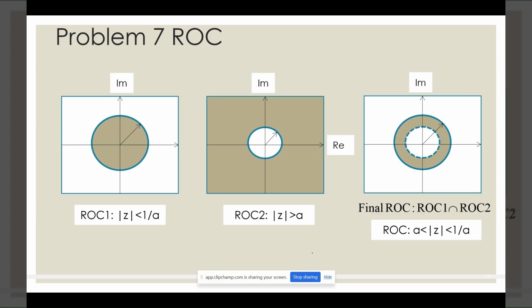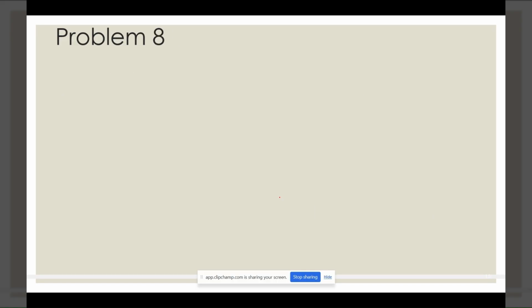So ROC for the problem 7 is: ROC1 will be z less than 1 by a, ROC2 will be z greater than a. So the final ROC will be between a and 1 by a.